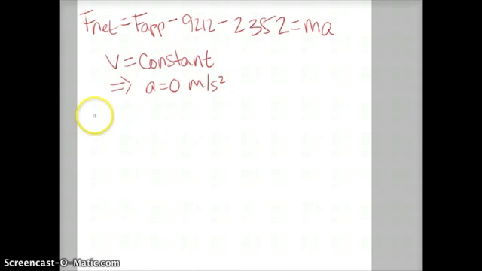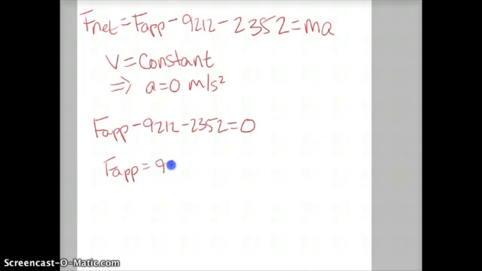That means that in the above equation, it's going to simplify down to F applied minus 9212 minus 2352 is going to be equal to 0 overall. That's going to mean that the F applied is equal to 9212 plus 2352, which is going to be 11,558.26 newtons. Wow.